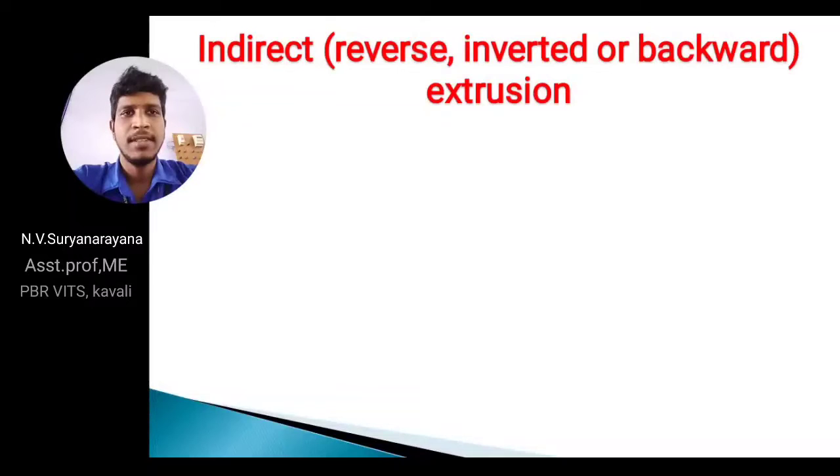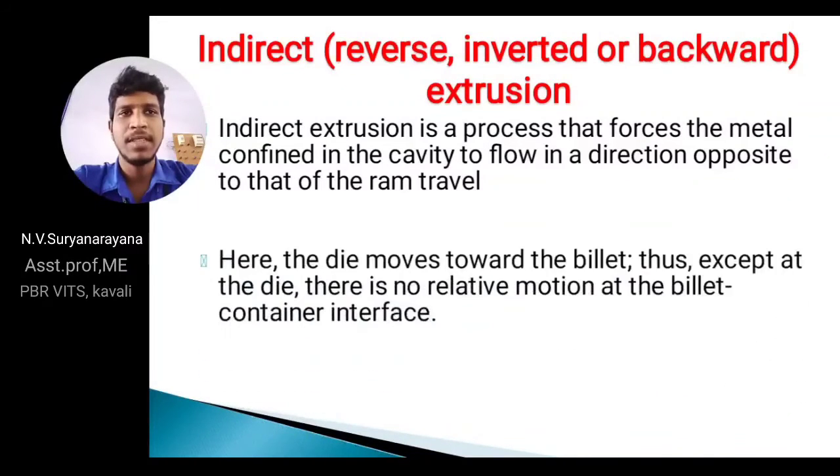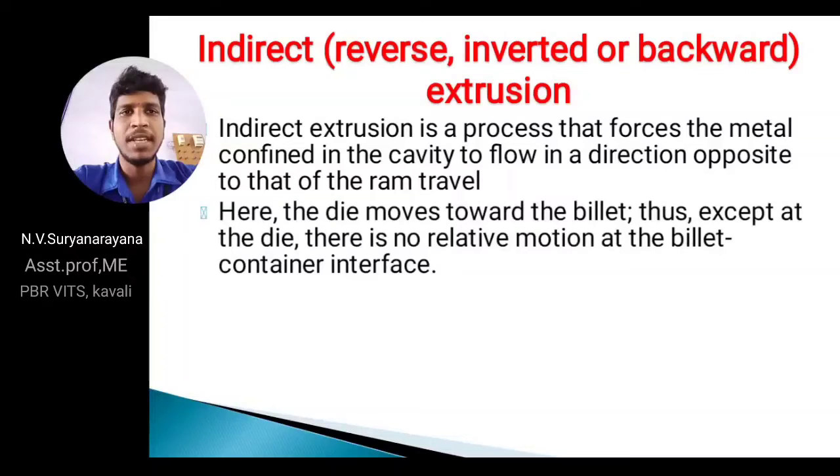Next, indirect or reverse or inverted or backward extrusion. Indirect extrusion is the process that forces the metal confined in the cavity to flow in a direction opposite to the ram travel. In direct extrusion, the ram travels with relative motion to the container walls. That means the material moves along with the container walls through the ram. But in indirect or reverse or backward extrusion, the ram moves in one direction and the output is collected in another direction, purely opposite.